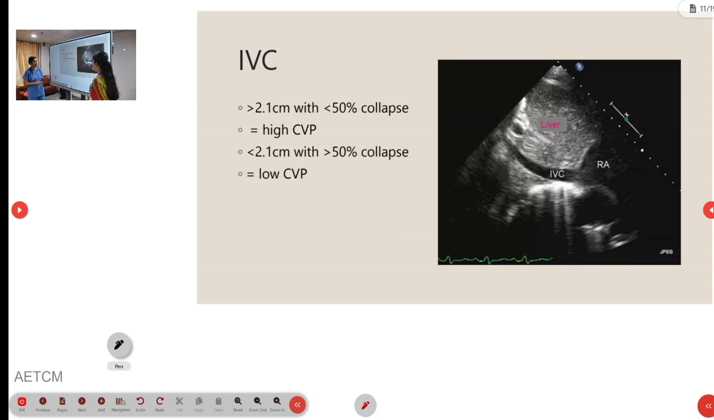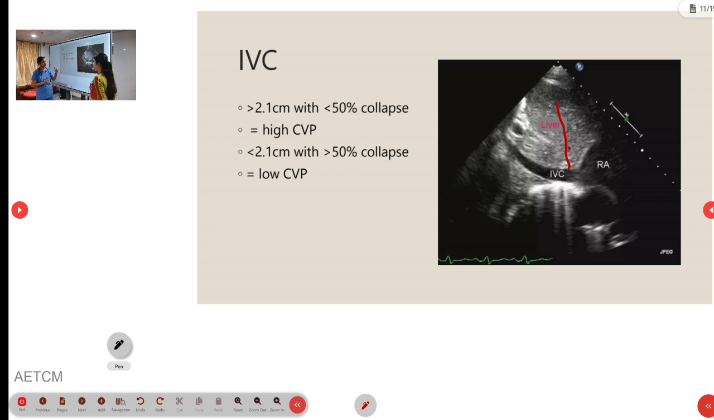Coming to the IVC, also seen in the subcostal view, we see the IVC with the pointer towards the head and in a scooping position. We have to see the opening of the IVC from the right atrium, and also the hepatic vein joining the IVC. Here it will be joining like this.